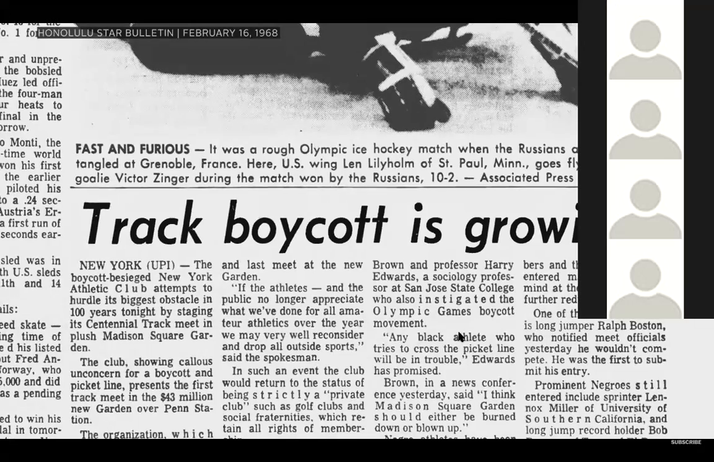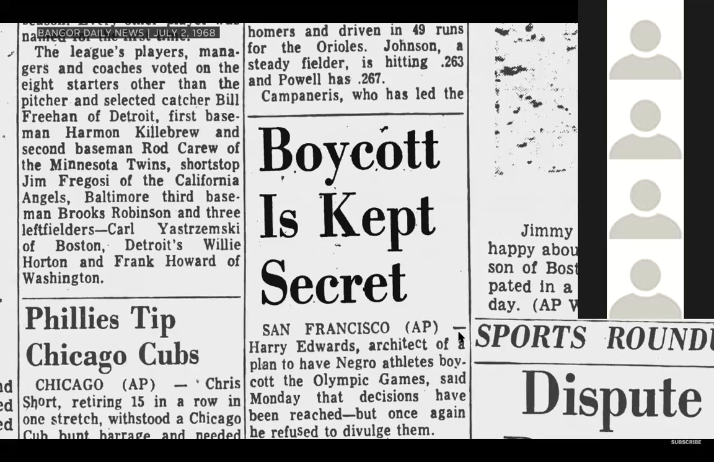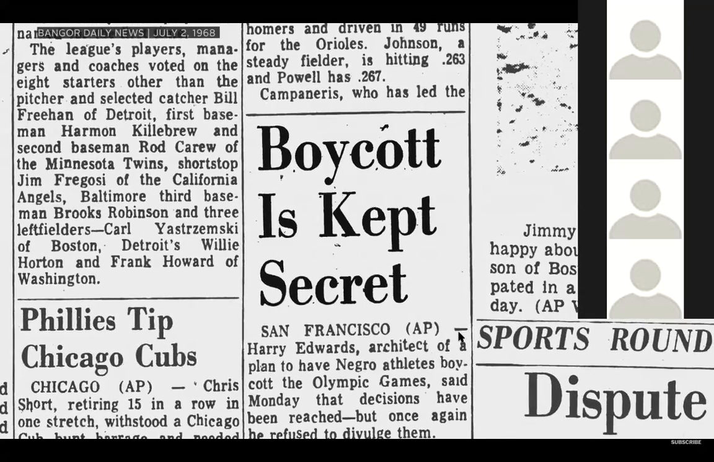In the months leading up to the Games in Mexico City, the OPHR kept members of the press guessing whether they would attend or not.